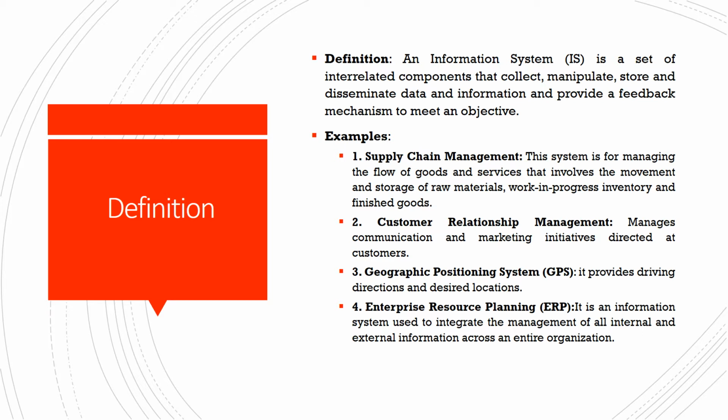What is supply chain management? Let us take an example. If you want to produce a product in a factory, until it reaches the customer's hand, the total system is called supply chain management. So this system is for managing the flow of goods and services that involves the movement and storage of raw materials, work in progress inventory, and finished goods. So if you give a raw material, then it will be developed as a good product, a finished product.